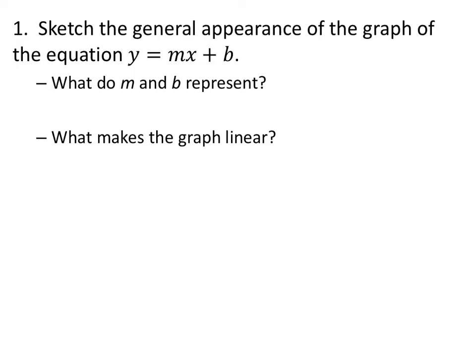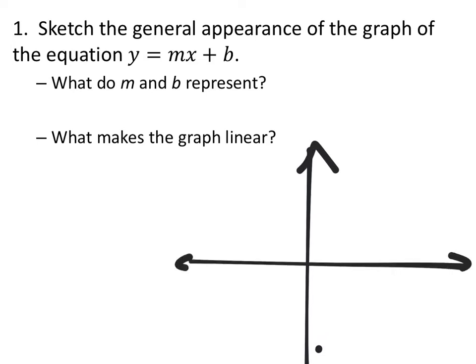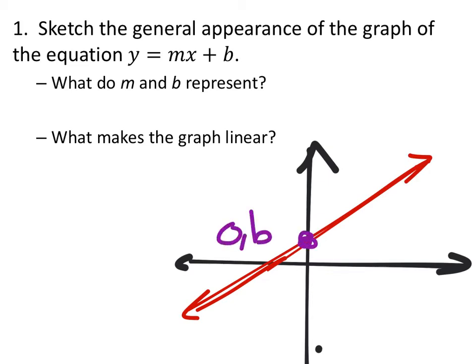Sketch the general appearance of the graph of the equation y equals mx plus b. So if we look at this, here are some x's, and we can just make any kind of line that we want. If this was our line right here, that looks pretty good. We have our y-intercept here. That's the b value, (0, b). And then good old slope is determined by rise over run.